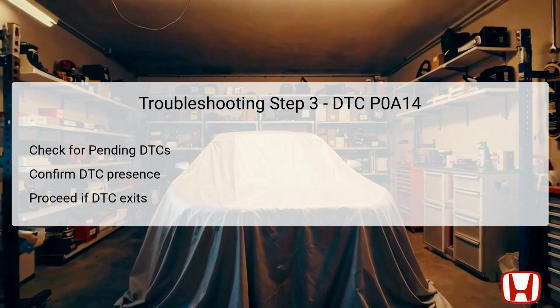Conversely, if the code does not reappear, you might be facing an intermittent failure, suggesting the system is functioning correctly at this time. Consequently, it's worth checking for poor connections or loose terminals at both the engine mount control unit and the actuator. This careful examination can uncover underlying issues that may not always trigger a consistent diagnostic trouble code.